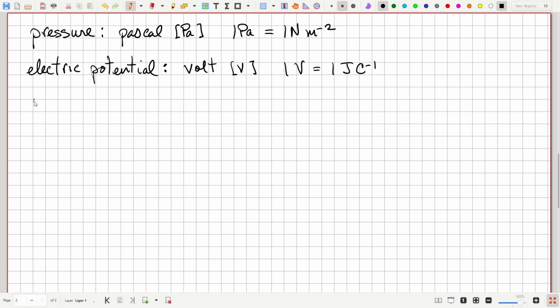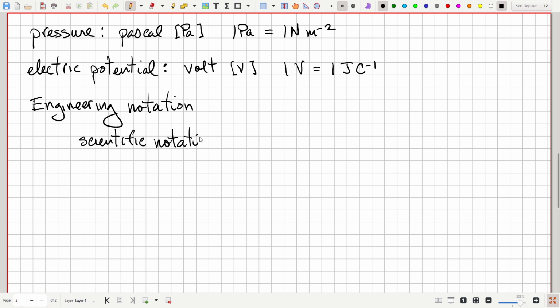So now we turn to the topic of engineering notation and the idea of significant figures. So first, you've probably learned about scientific notation. And this is where you would represent a physical quantity as some number x times 10 to some exponent n, and then you'd put units.